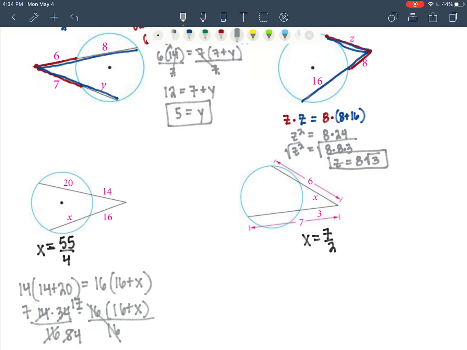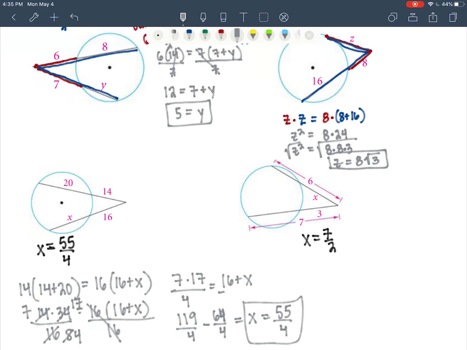So I've got 7 times 17 over 4 equals 16 plus x. 7 times 17 is 119 over 4. And then I'm going to subtract 16 from both sides, and I'm going to put that in terms of fourths. So 64 fourths is 16, equals x. 119 minus 64 is where the 55 is coming from. So x equals 55 over 4.